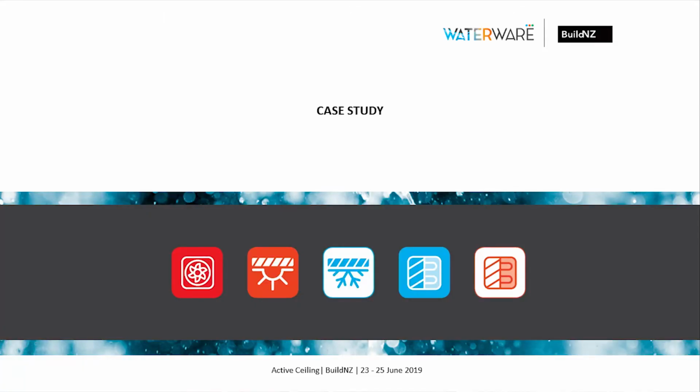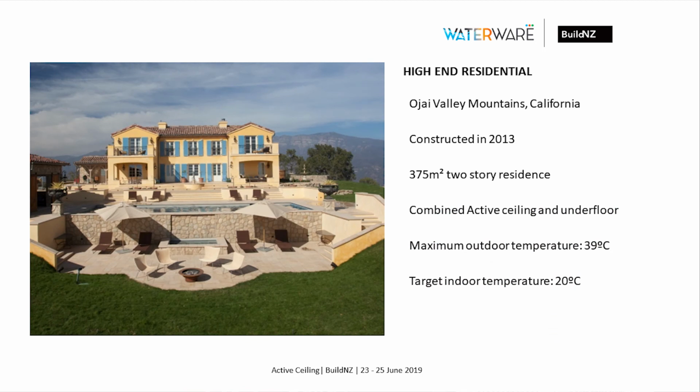Okay, so here's an example of high-end residential. This job is in California, constructed in 2013. Masana has an office in California, and this particular house is very high-end with a large footprint, almost 400 square meters, and the cooling duty there is very high. The outdoor temperature is 39 degrees, so it's very hot, and the target temperature inside is 20 degrees. So it's by far the most stressful application that I've seen.